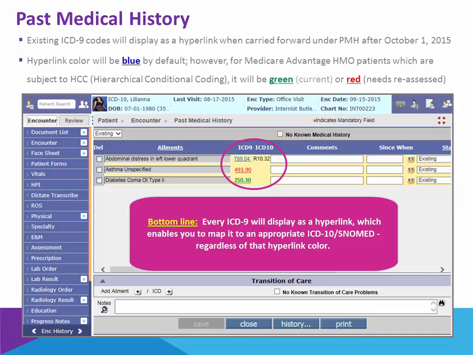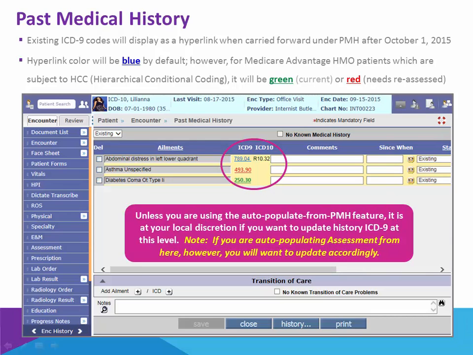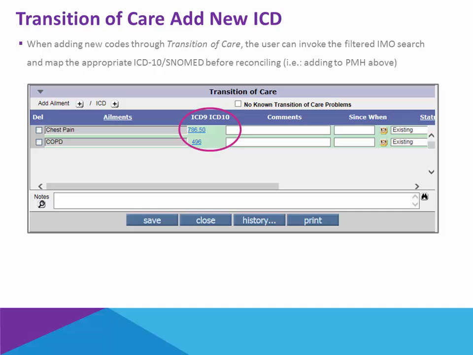Regardless of the color, it needs to be mapped to a corresponding ICD-10 SNOMED combination. Now please note, if you are using the auto-populate from past medical history, it is at your local discretion if you want to update the history ICDs. But if you are going to auto-populate from here to the assessment, you will want to do it here so as to retain that original assessment date.